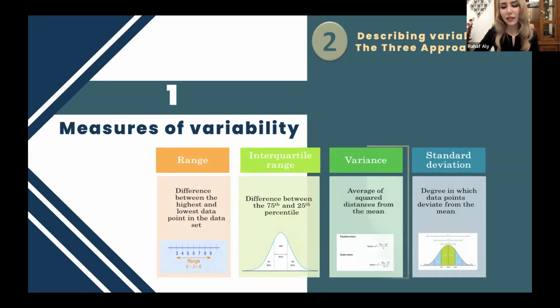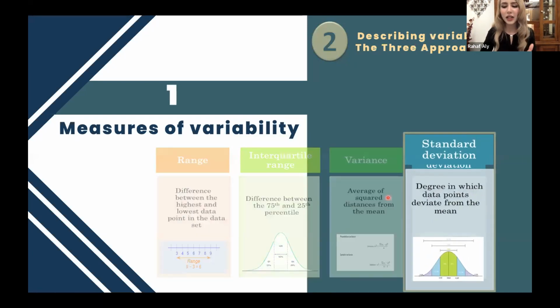And then we have the variance, and the variance is basically the standard deviation squared. And next is the standard deviation. The standard deviation is the square root of variance. I'm going to go into details with everything.